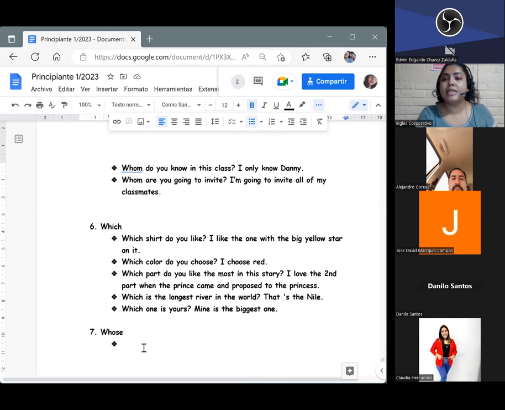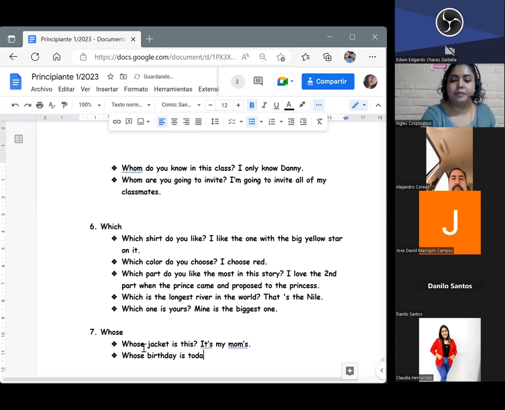And the first one we have, whose jacket is this? ¿De quién es esta chaqueta? Whose jacket is this? Y decimos, it is my mom's. Es de mi mamá. Next one. Whose birthday is today? ¿De quién es el cumpleaños hoy? And we say it's Jenny's. With apostrophe is. Siempre le agregamos el apóstrofe porque como estamos hablando de posesión, le tenemos que agregar.